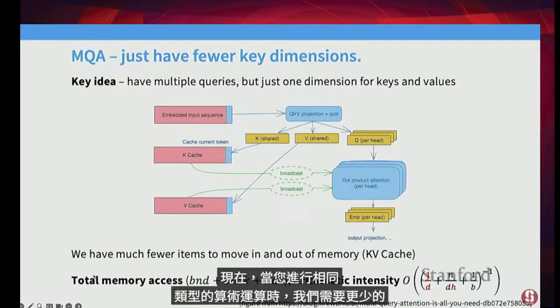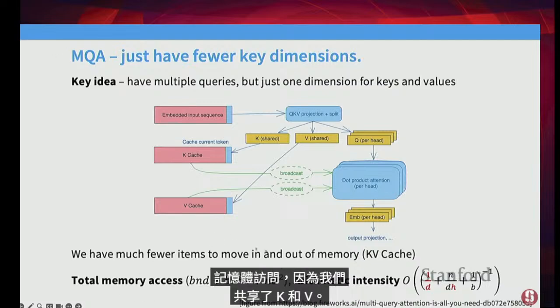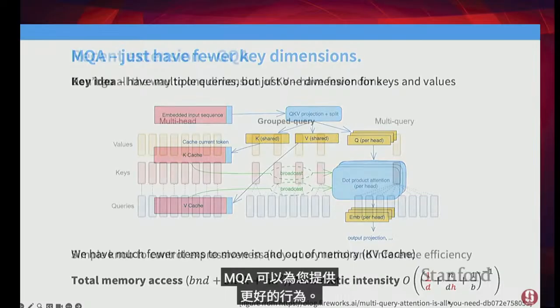Now, when you do the same kind of arithmetic, we have fewer memory accesses because we've shared the Ks and the Vs, and the arithmetic intensity is much, much better behaved. We've decreased the first term by a factor of n, so longer sequence lengths are now viable, and the second term is now divided by the number of heads. So this term is also not so terrible. All the different terms are controlled now, and MQA can give you much better behaviors.